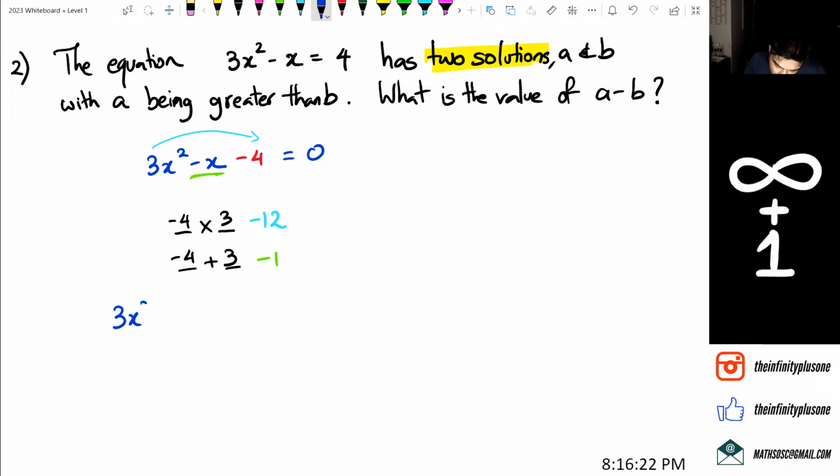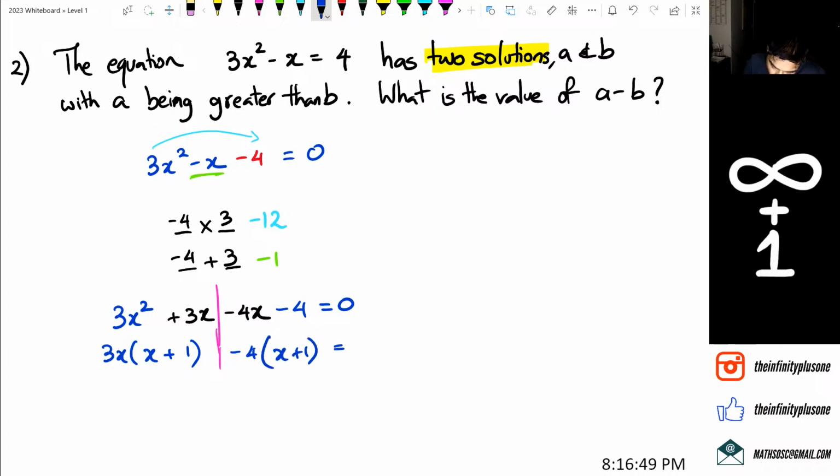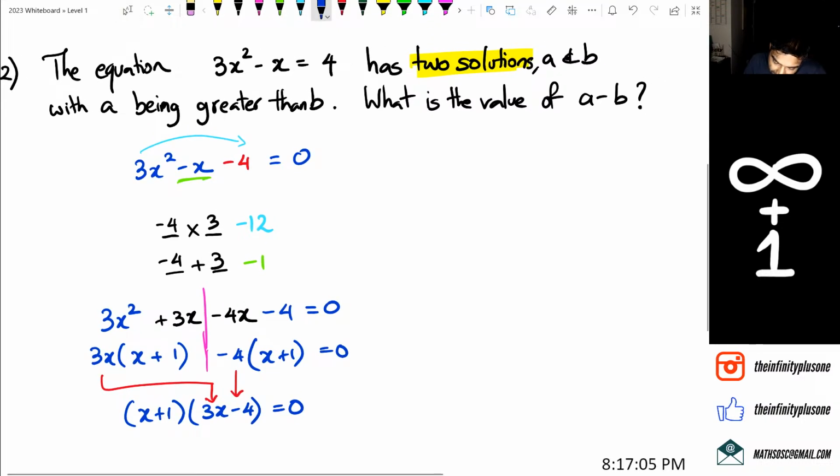So I've got 3x squared, and just to make things a bit easier, plus 3x minus 4x minus 4 is equal to 0. Once I do that, I'm going to split them up and factorize. So I've got 3x, which means I'm going to get x plus 1. And then here I've got -4 times x plus 1 equals 0. So my two factors are x plus 1 and 3x minus 4 is equal to 0. Now the 3x is from there, the -4 is from there. So I've got my two factors.